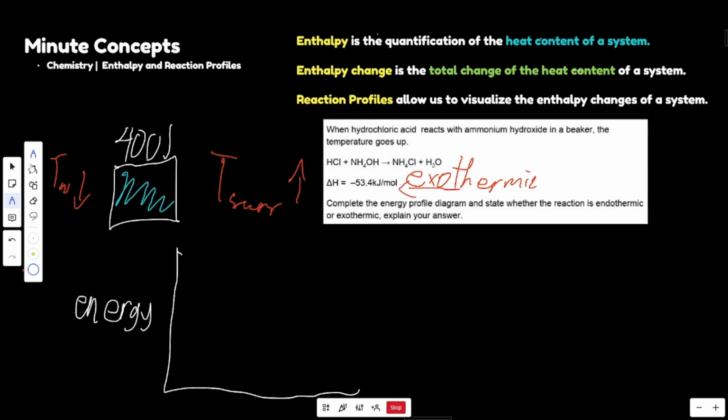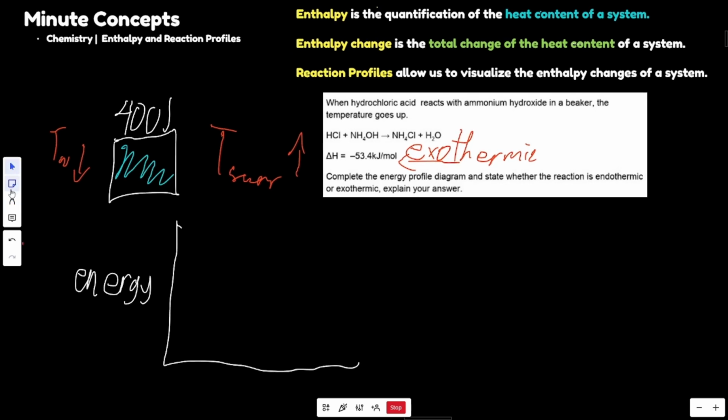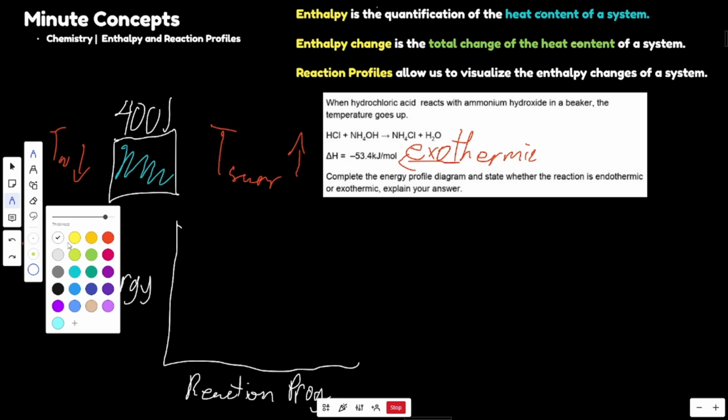And here at the bottom, let me move the screen a bit. Here at the bottom, it would be the reaction progress. Now, basically, we're describing the energy content of the system as the reaction continues, right? So, whenever we write a reaction profile, we start at the middle, because the energy of a system is, in a sense, neutral. Nothing is happening yet, right?